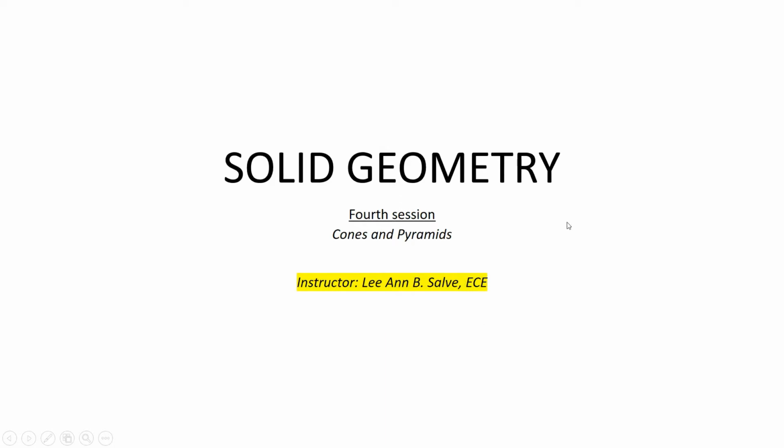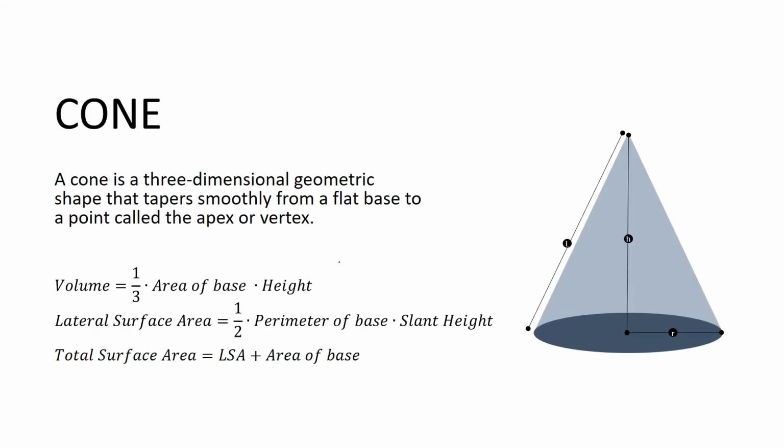Okay, so good evening. This is our fourth session for solid geometry, and we will be talking about cones and pyramids. Okay, so ang cone mo ni siya itong formula. So by definition, ang cone is a three-dimensional geometric shape that tapers smoothly from a flat base to a point called the apex or vertex.